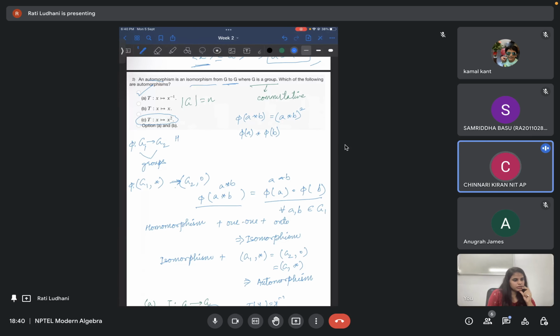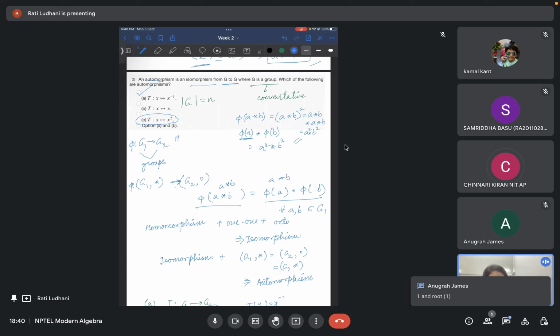Yes. Okay, let's check it. So phi of A star B is A star B square, and that is like A star B, and these are actually commutative. If you write it repeatedly, you can actually write A square B square. So star, if you want, you can keep it. So this is just A square B square. Here you will get A square star B square. So this is the same. This is a homomorphism. Is it okay? Others? 1 and root 1.